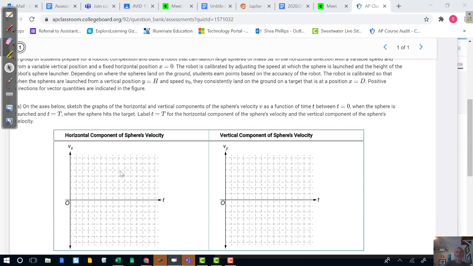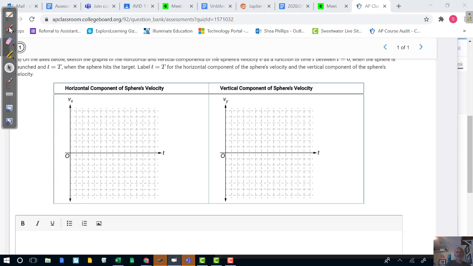graph that. All right, so the easiest one is the x direction. Well, in the x direction, the velocity is not changing. It stays the same. So whatever that initial velocity in the x was, it stays that velocity as time goes on. And then the vertical component, remember we said that it starts off as 0, but as time goes on, it's picking up speed in the y direction, but in that negative direction.